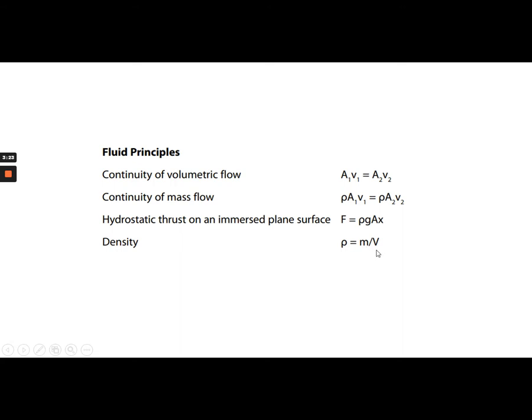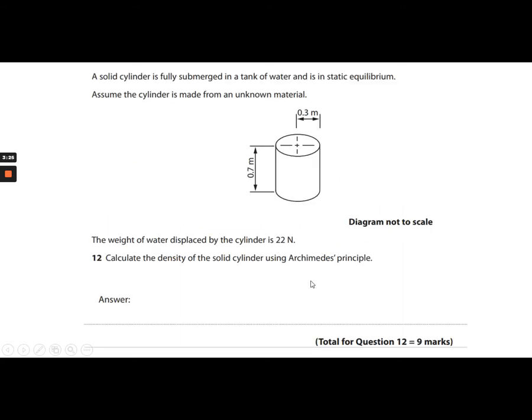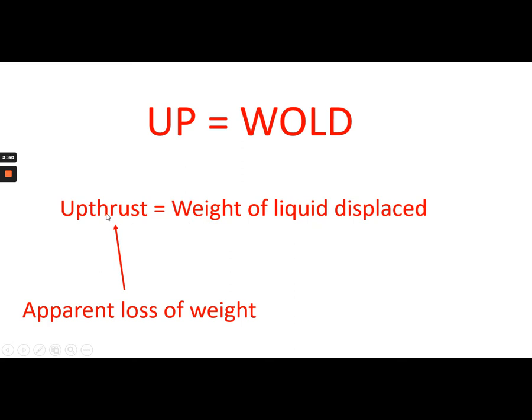Density is mass over volume, which is given to you. So you've got to work out its volume, the volume of a cylinder, which is in the datasheet, and you've also got to work out its mass. Well, that comes from weight equals mass times gravity, so it'll be weight divided by gravity, but the weight is 22 newtons. So there's a bit to do there, but I suppose the theory is understanding this. The weight of the liquid displaced is equal to the apparent loss of weight, and if it's floating and it's completely submerged, then that's all of its weight.